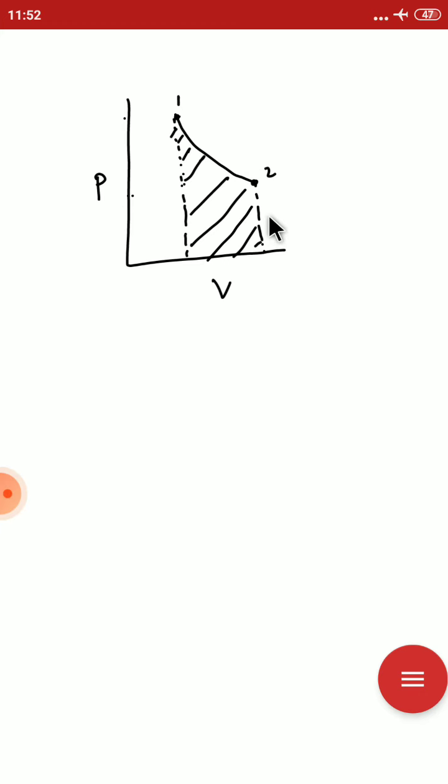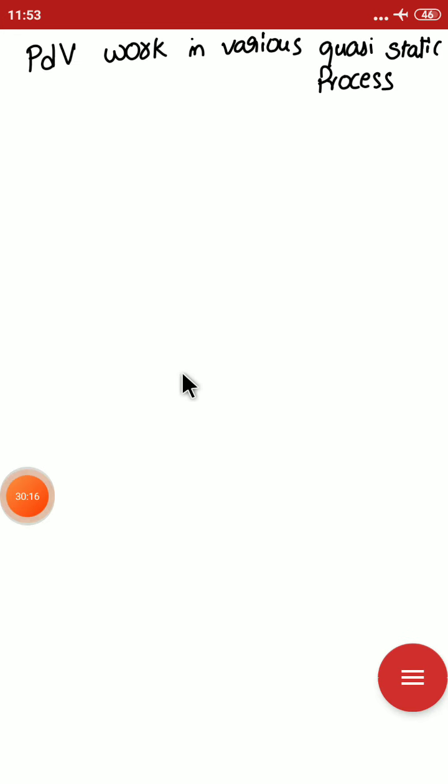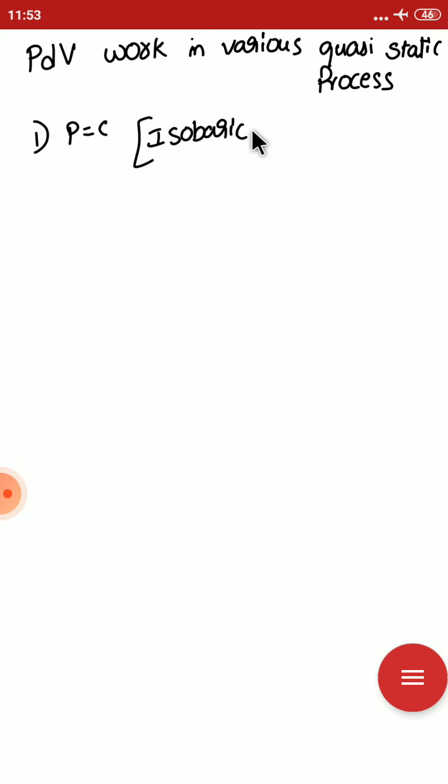These are the constant pressure process, the constant volume process, the constant temperature process, and the polytropic process. We will see all the PdV work one by one. The first one is the constant pressure process, which we name the isobaric process. Here the pressure is constant.